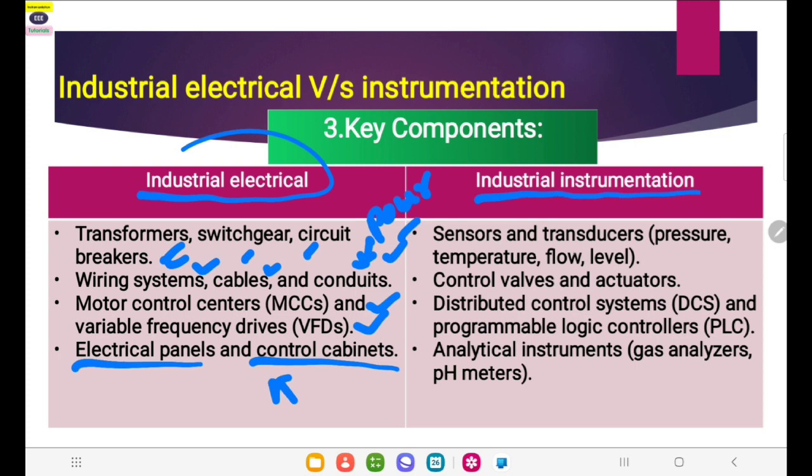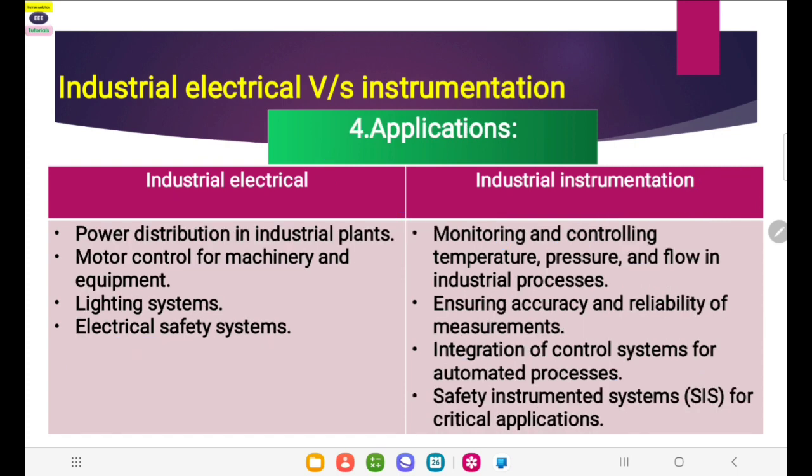Now in industrial instrumentation, sensors and transducers which may be used for measurement of pressure, temperature, flow, level also come under industrial instrumentation. Some control valves, final control elements, actuators are also part of the instrumentation. Some DCS, PLC, distributed control system and programmable logic controller are also part of the instrumentation. Some analytic instruments, including gas analyzer, pH meter, conductivity, silica analyzer, CH4 analyzer, hydrogen analyzer, these also come under the instrumentation systems. Now we do the difference between the applications.